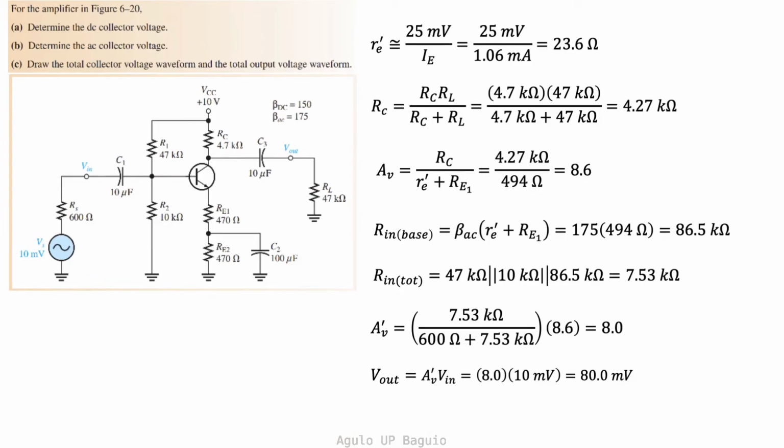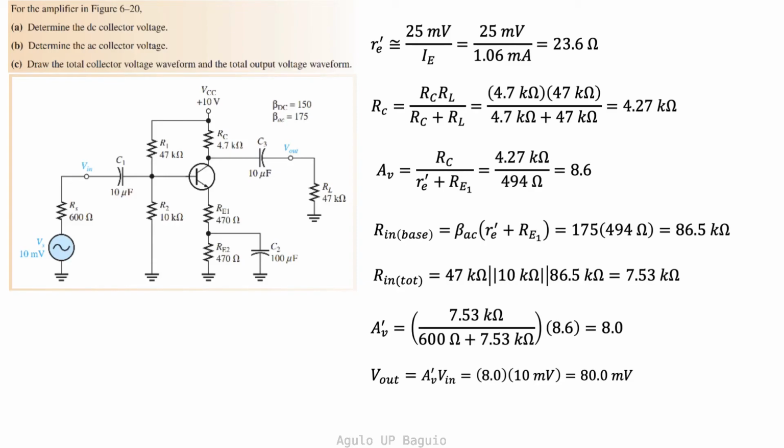Now let's determine the AC collector voltage. The AC collector voltage is obtained beginning with the determination of the AC emitter resistance. The AC emitter resistance is given by the expression 25 millivolts divided by the DC emitter current, and the result is 23.6 ohms. The collector resistance with a small c is obtained using the expression and is given by 4.27 kilo ohm. The voltage gain from the base terminal to the collector terminal is then equal to 8.6.